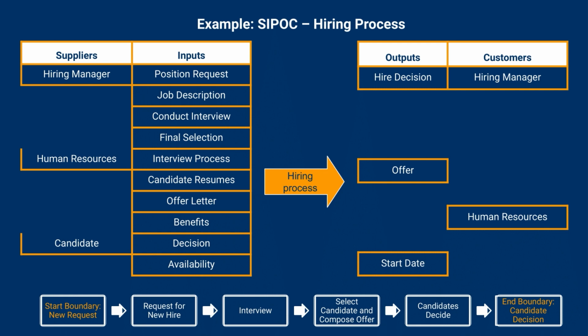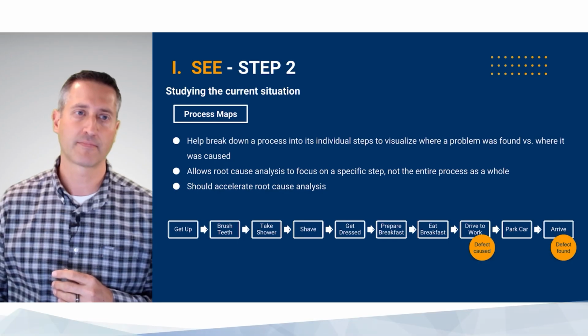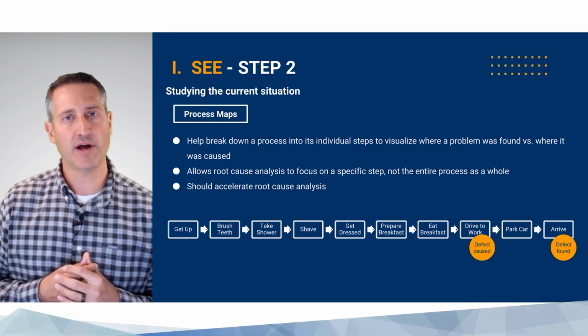Of course, I can't do any of those process steps without a job description, a position request, an offer letter. And each one of those inputs has a different supplier. The hiring manager supplies certain things, the human resources person provides certain things, and the candidate provides certain things. But this gives us a single visual on a sheet of paper, maybe something we do as a collaborative activity, so everyone has a good understanding of the inputs and outputs of the process, and we can go start doing our problem solving. The next tool we'll talk about is process maps.